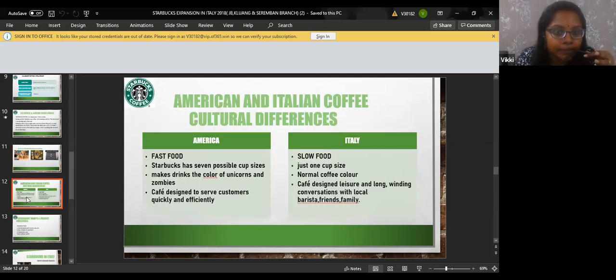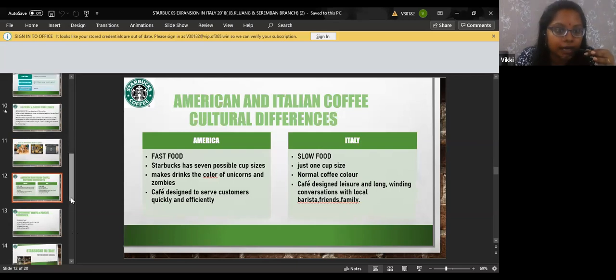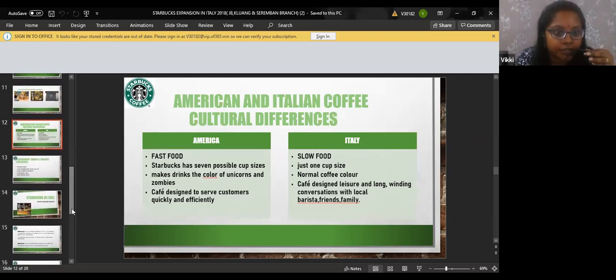Okay, why are Starbucks people having difficulty in Italy? Because American style and Italian culture are totally different. In America, Starbucks is considered fast food where you go and grab it and drink. But in Italy, it's slow because, as I mentioned before, that is the place where you can interact with other people. Apart from that, the cup size is also different, in America and all around the world, except Italy. The cafe structure is also different, but somehow Starbucks in Italy adapted to Italian culture to succeed later on. Next slide.